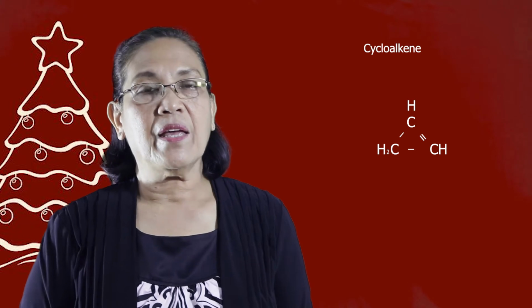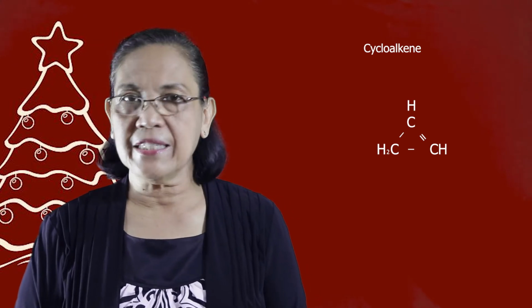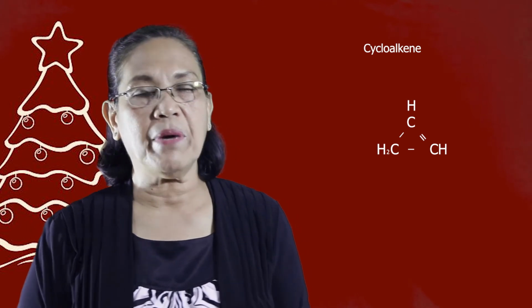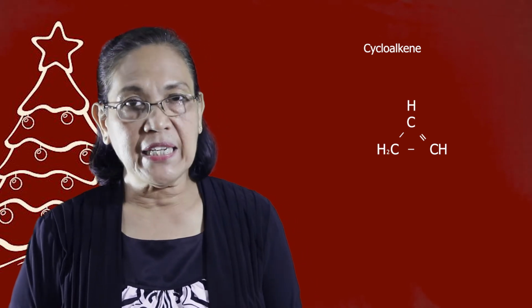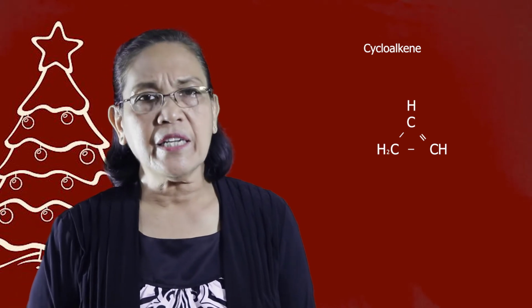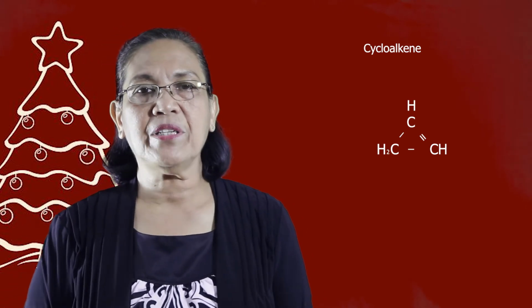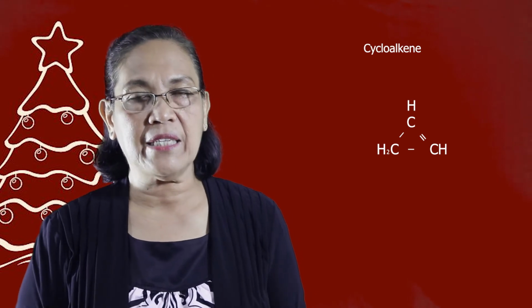cyclobutene. If there are 5 carbon atoms in a cyclic structure and there is the presence of a double bond, then this is called cyclopentene. If there are 6 carbon atoms in a cyclic structure and there is the presence of a double bond, then this is called cyclohexene.